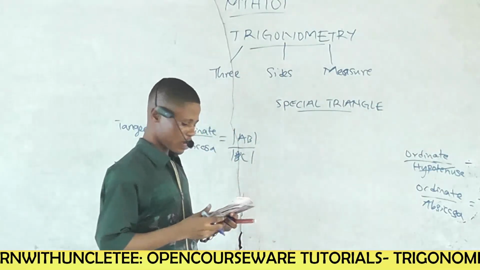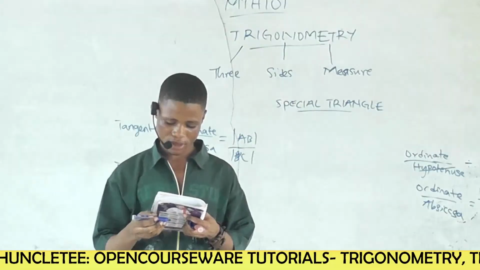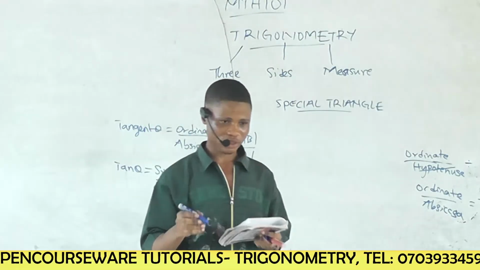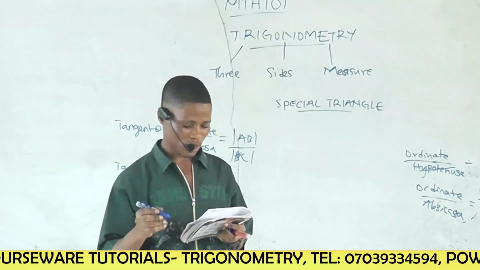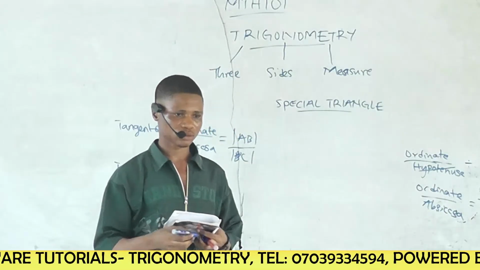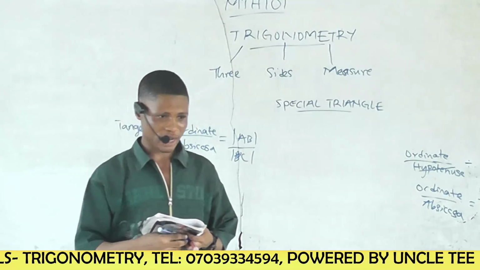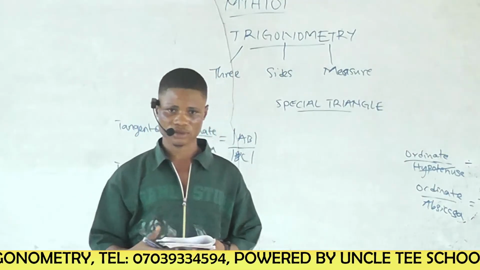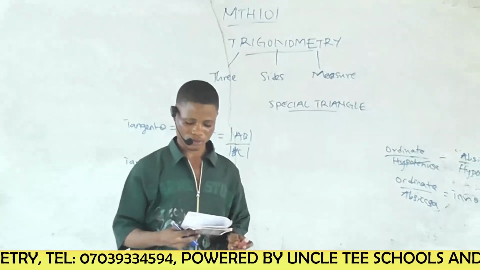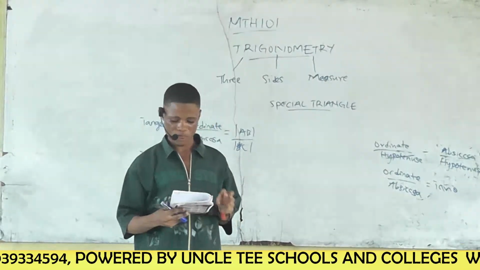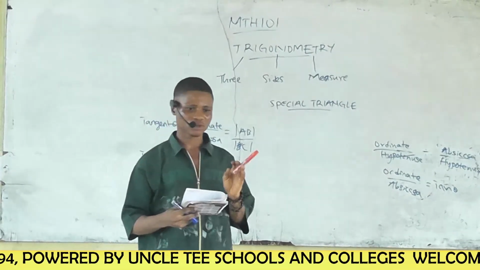Now, two right-angled triangles are of special interest because the trigonometric ratio of the angle can be given in surd. Okay, two right-angled triangles are of special interest.